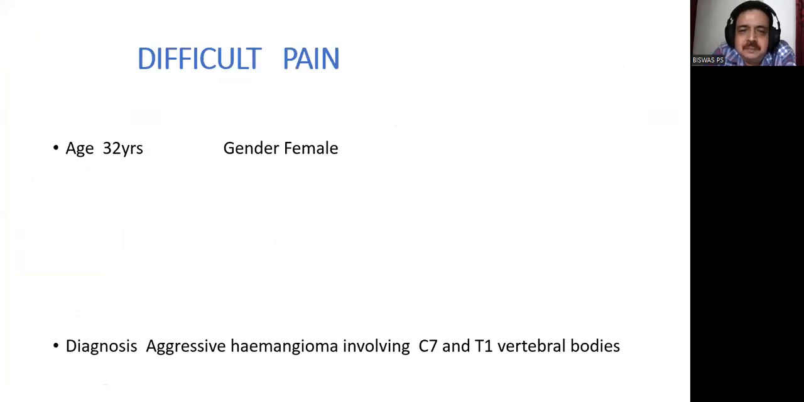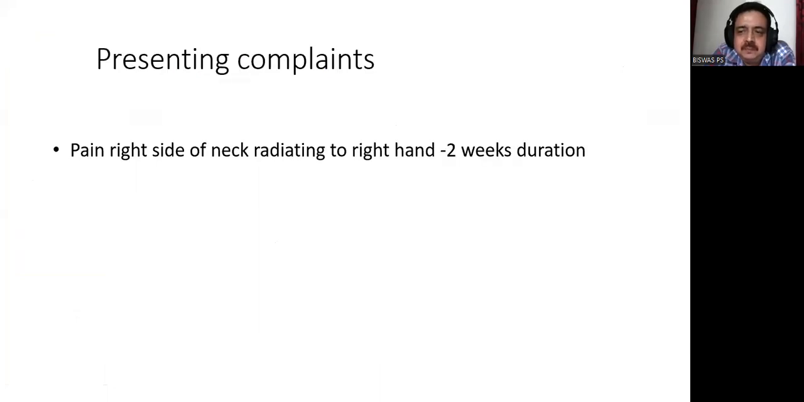Next slide, please. This patient is a 32-year-old female. The diagnosis is aggressive hemangioma involving the C7 and T1 vertebral bodies. The presenting complaint is pain on the right side of the neck radiating to the right hand, of 2 weeks duration.